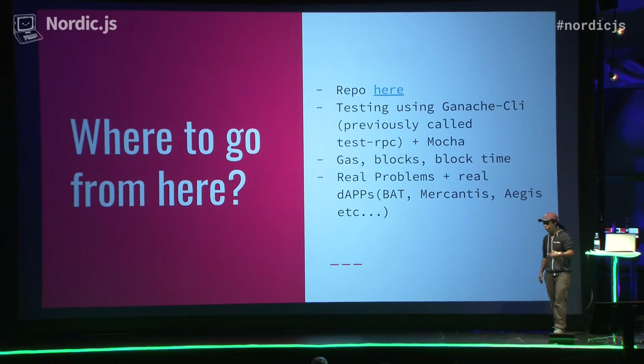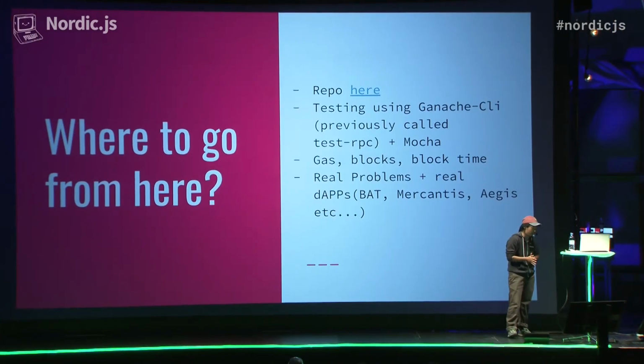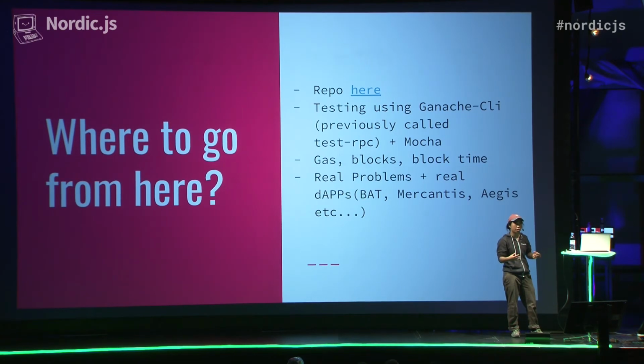The next major thing that I recommend you look into is how to test your code using Mocha, which is a common, well-understood, well-documented JavaScript testing framework, and Ganache CLI. So Ganache CLI used to be called TestRPC. What it does is that it allows you to run an emulated fake version of the local network on your computer so you can test your code very thoroughly, right?